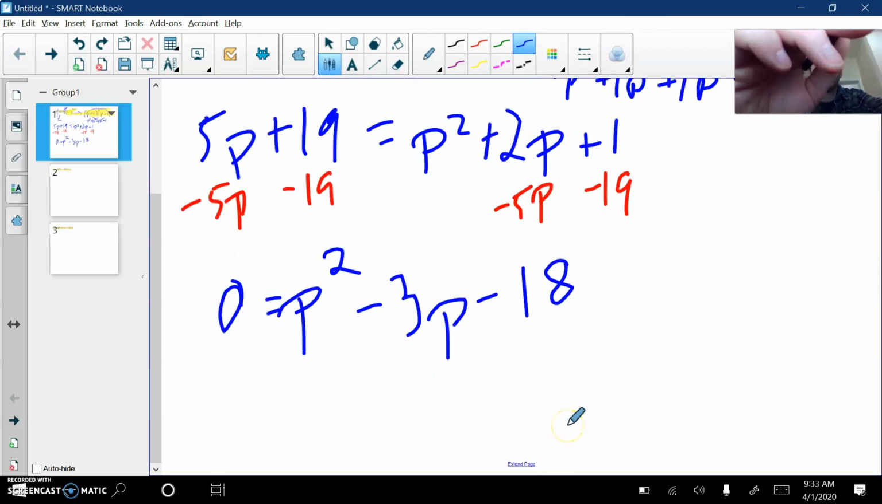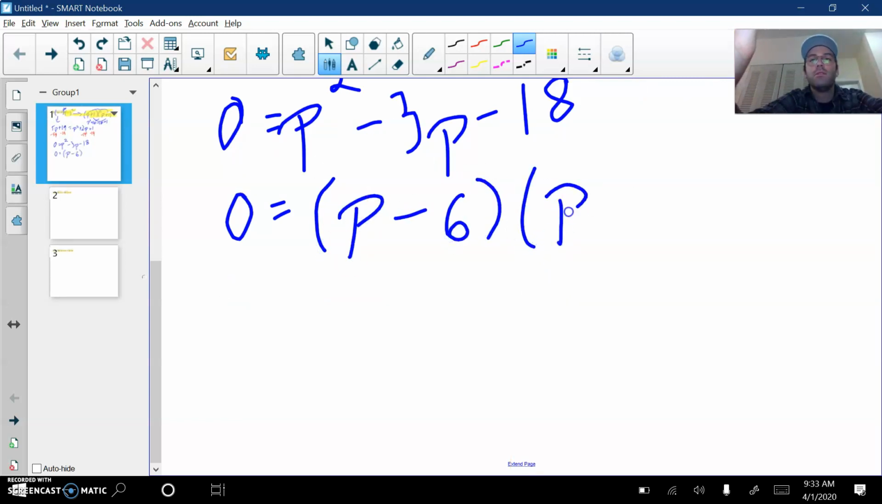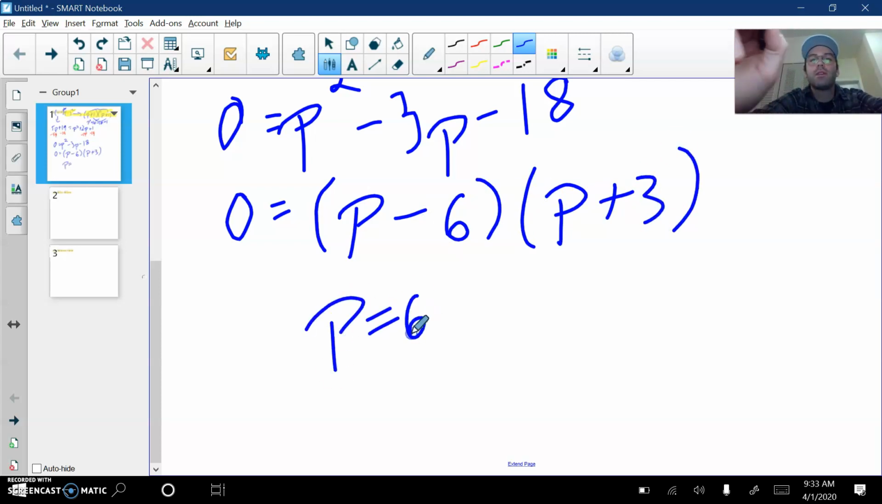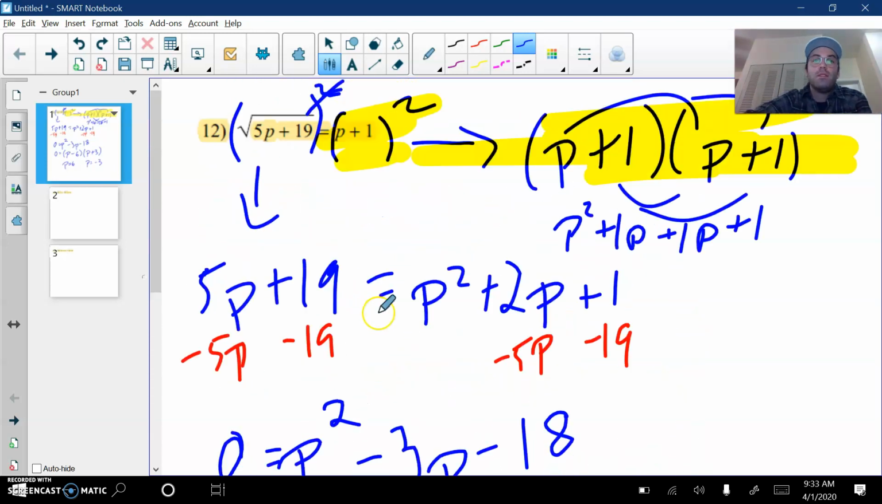From here, I just want to factor it. So I need two numbers that will multiply to negative 18 and add to negative 3. Well, that has to be 6 and 3, so p minus 6, p plus 3. So I get p equals 6 and p equals negative 3. Remember, we have to test for extraneous solutions. So first thing I'm going to do is plug in the negative. If I plug in negative 3 here, I'll get negative 2. So that's not going to work. Excuse me, that's out.